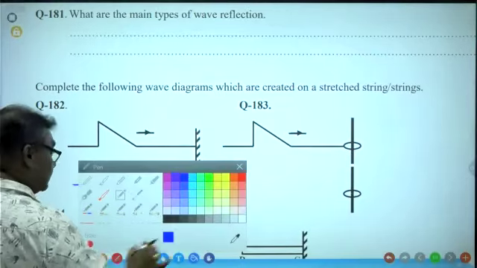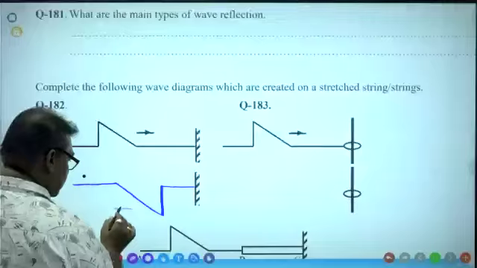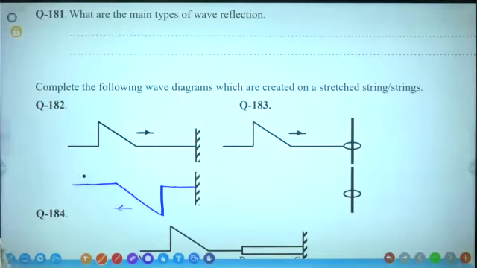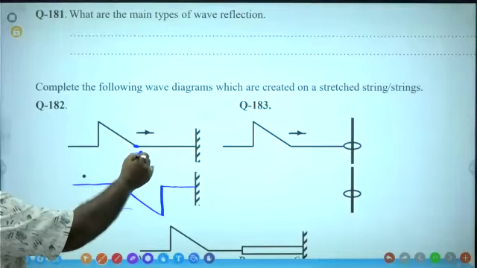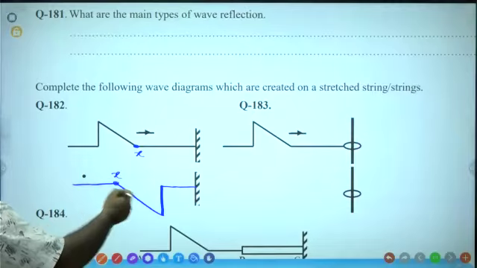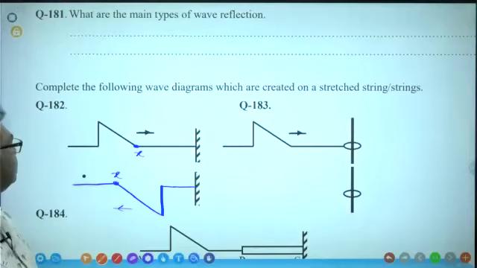It goes like this. Reflected wave. This one is the front one. If this is X, this should also be X. X is the frontward one.